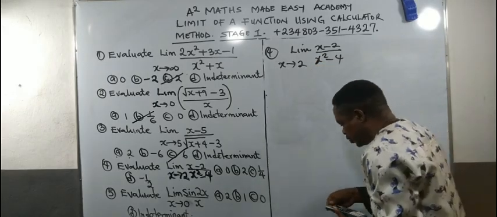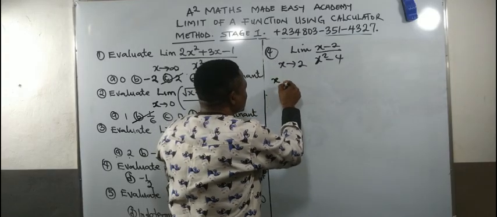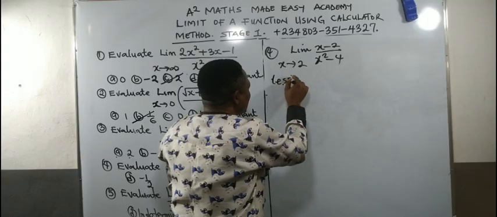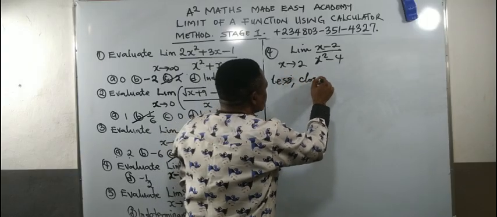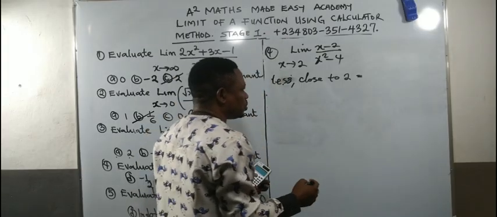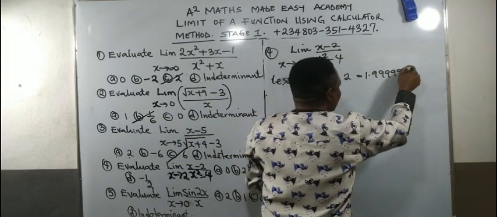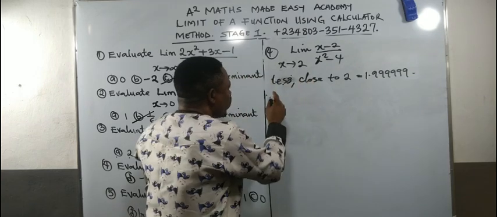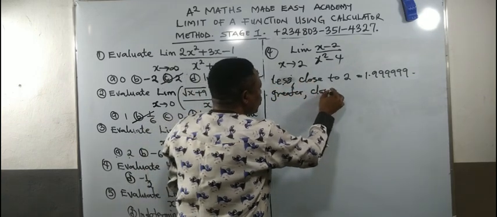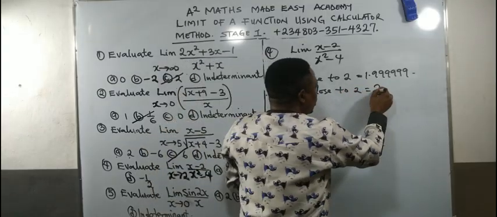X tends to what? 2. So what do we do? We now look at x values that are less than, close to 2, right? Don't forget, it's 1.999999. We now observe values that are greater, also close to 2. Are you with me? A value greater than and close to 2 is 2.0000001.